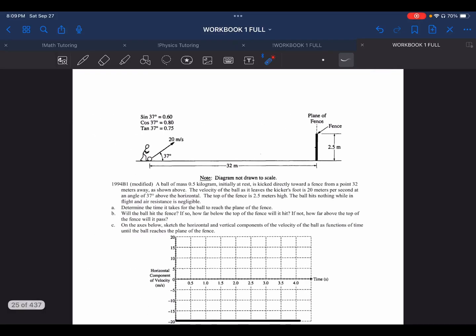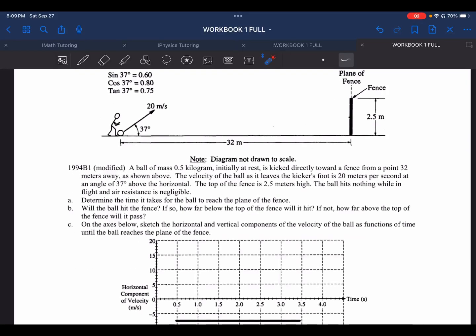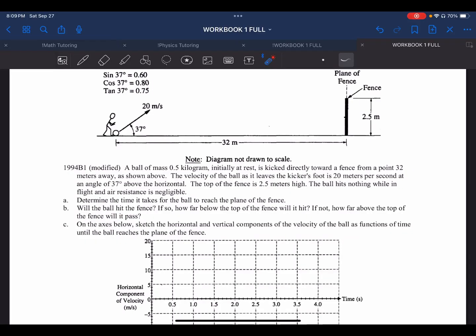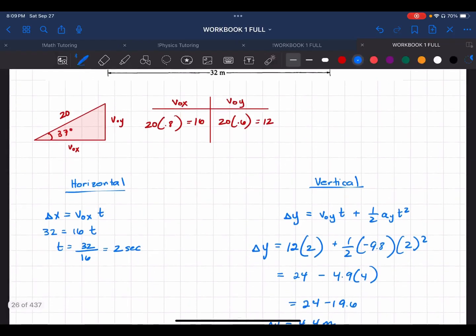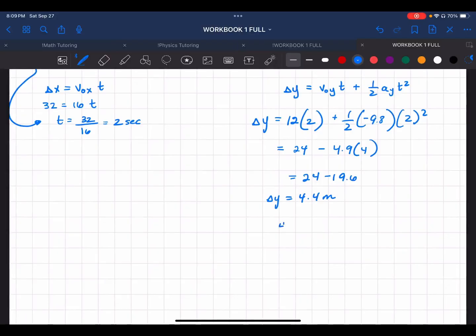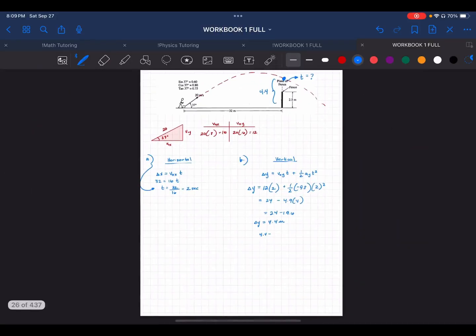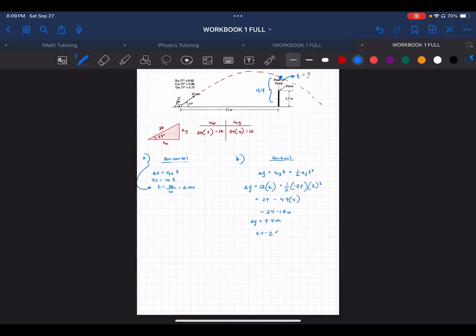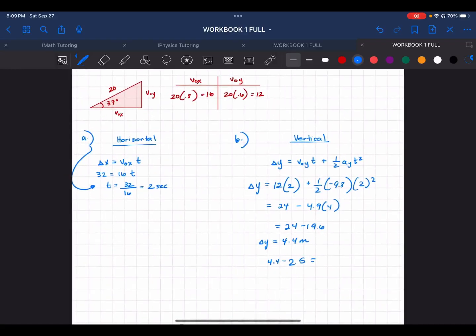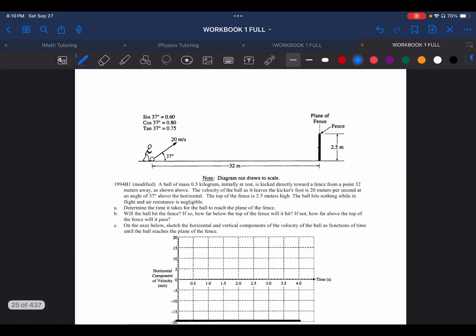What was the question asking for? Oh, so A, we already answered. This is A, the 2 seconds. And then B, it's just going to be 4.4 minus the height of the fence, 2.5, and it's 1.9 meters. It was 1.9 meters above the fence. That was the second question.